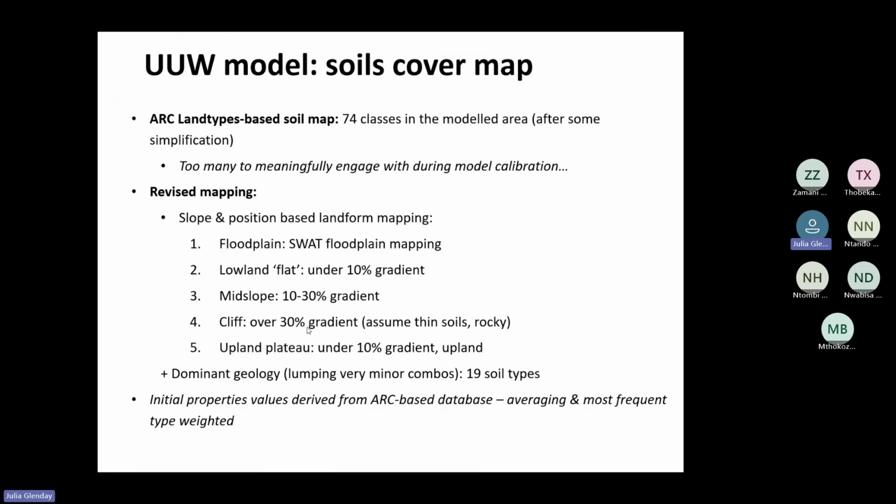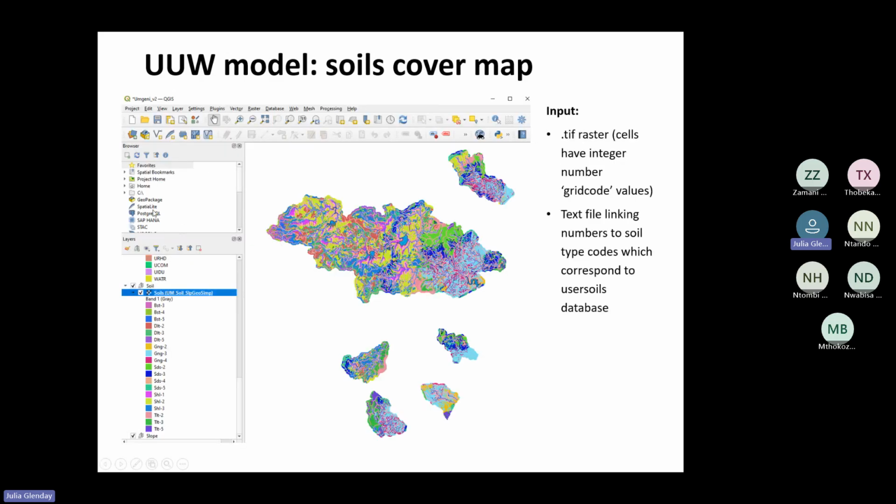And then I used properties from that ARC soils database that occurred on those types. So it was a way of reducing the number of soil types, but using a bit more local mapping as well. I'll just show you what the topography types look like as well, because I'll give you these as shape files and as grids, because they might be useful for other purposes.